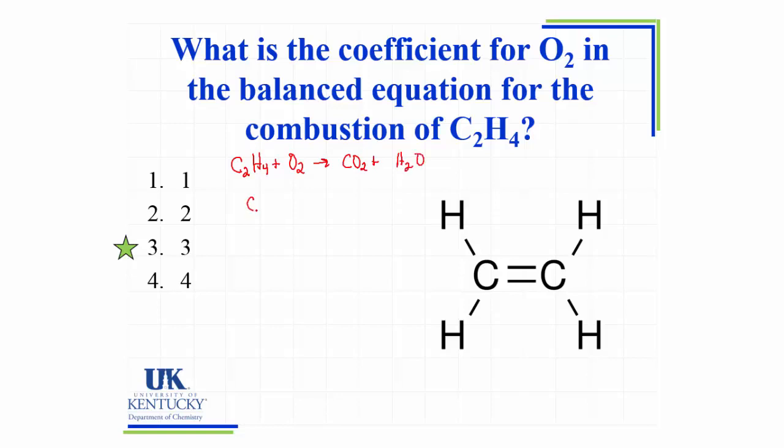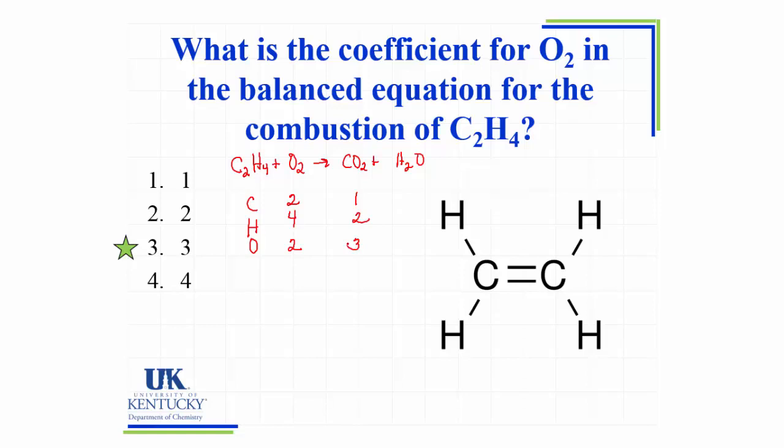Just as I did before, I'm going to make a list of my elements, which frequently in combustion reactions is simply carbon, hydrogen, and oxygen. I have 2 carbons, 4 hydrogens, and 2 oxygens on the left. On the right, I have 1 carbon, 2 hydrogens, and 3 oxygens. So I see that none of my elements are balanced.